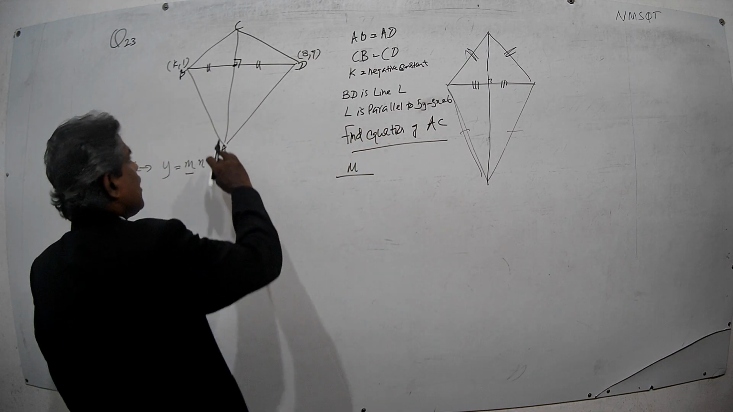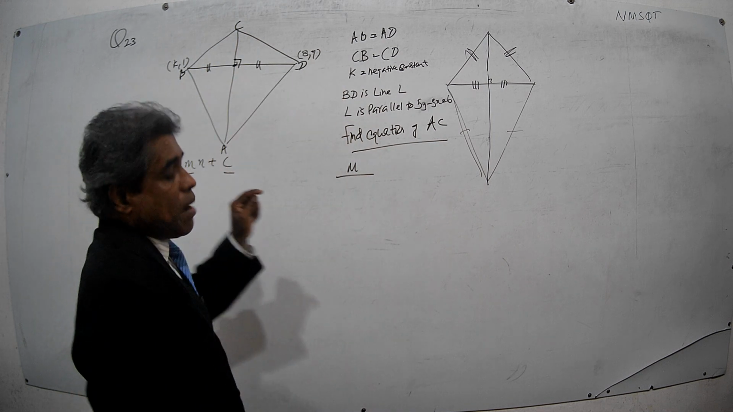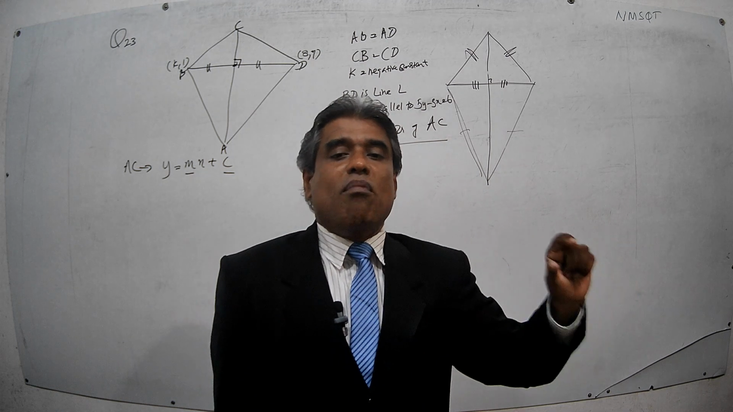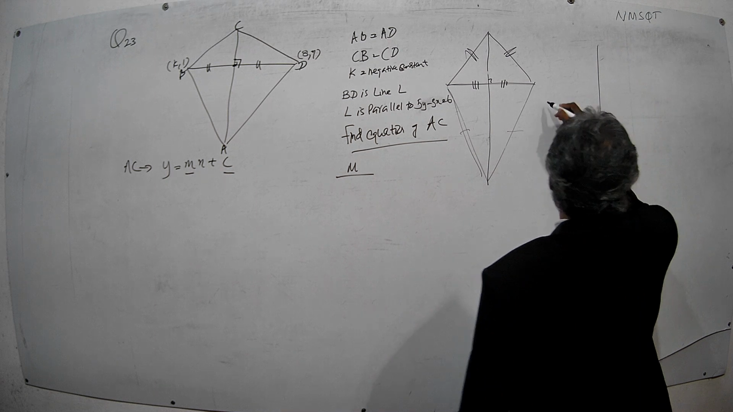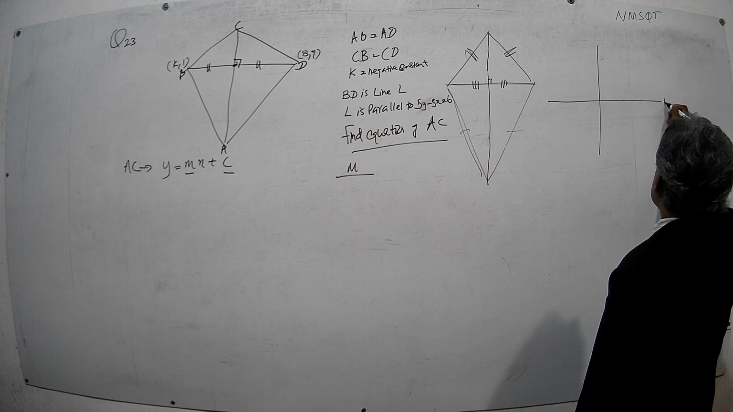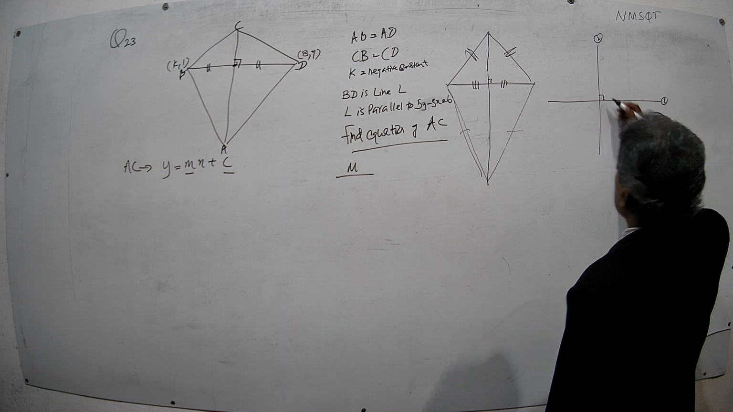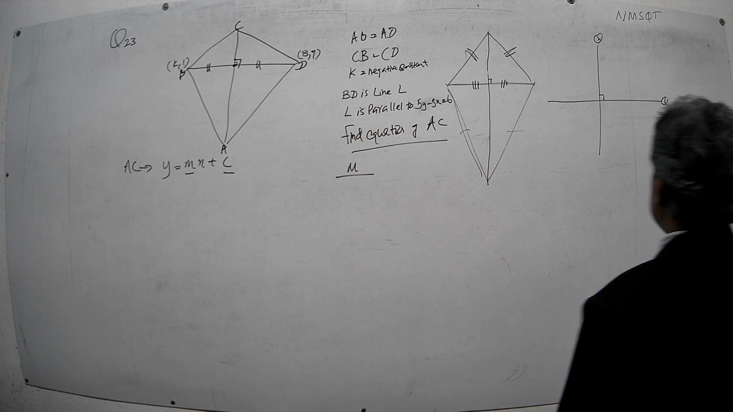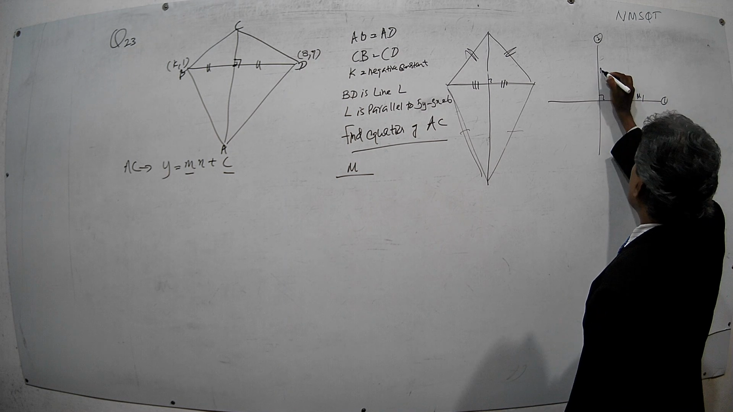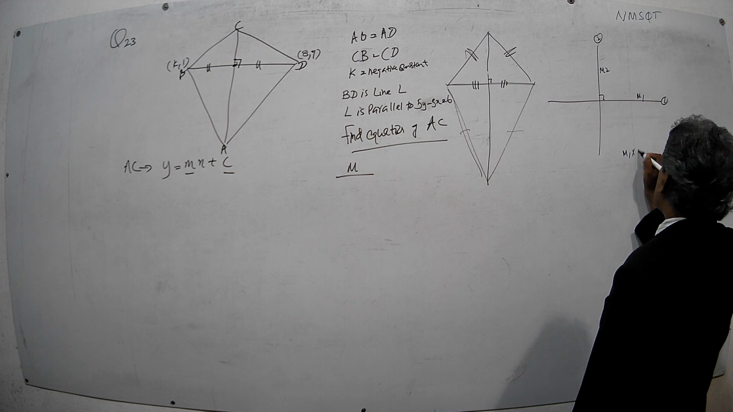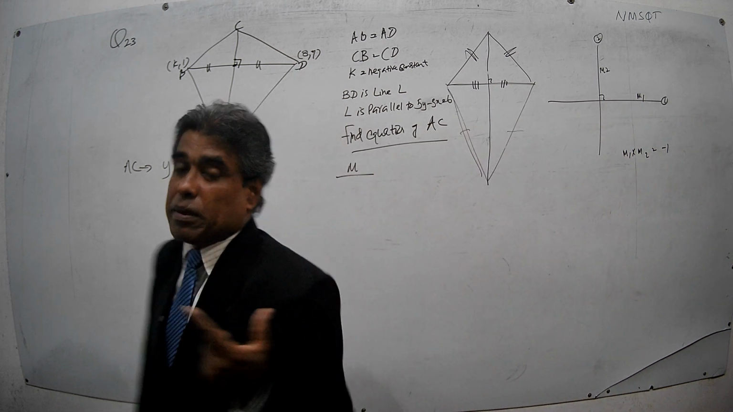So we have to get the gradient of AC from the gradient of BD, because they are perpendicular, by applying the gradient relationship of perpendicular lines. What is the gradient relationship of perpendicular lines? If there are two perpendicular lines like this, let's say this is line number one, this is number two, then if two lines are perpendicular, let's say this gradient is m1, this gradient is m2, then m1 into m2 equals -1. So this is the gradient relationship between two perpendicular lines.